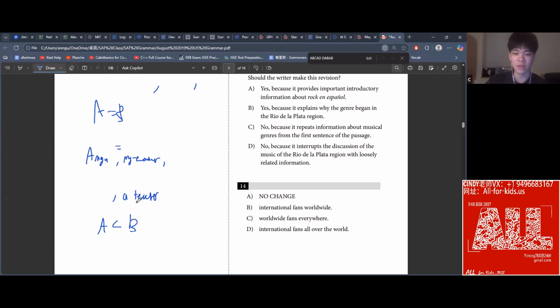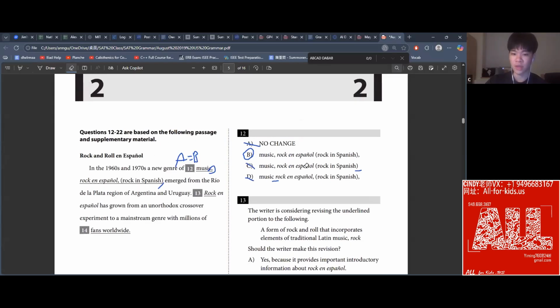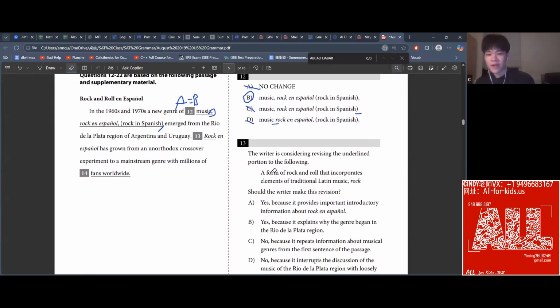Yeah, A is less than B. So we still put comma, comma. However, if it's my teacher, you have multiple teachers, Engu, then we don't need a comma, right? Because that's A is larger than B. Okay, so that's testing you on that rule here. So you do need comma, comma. The answer is B.